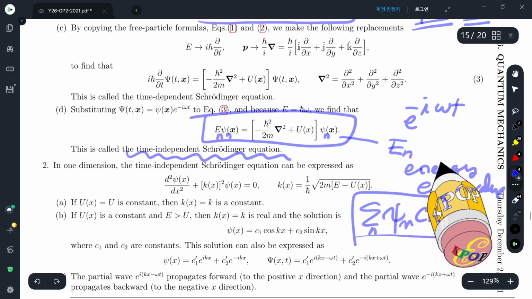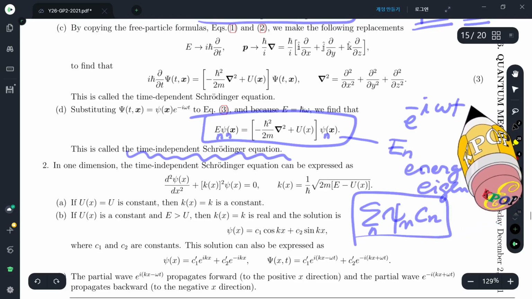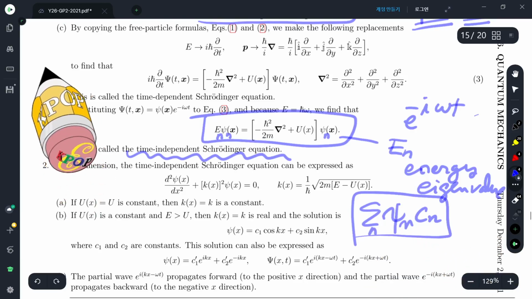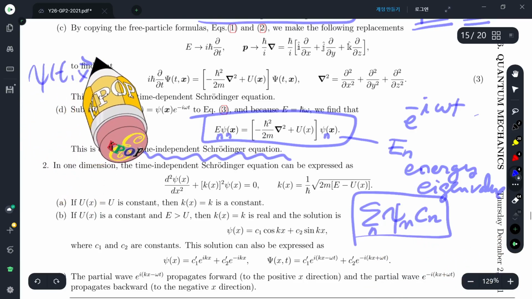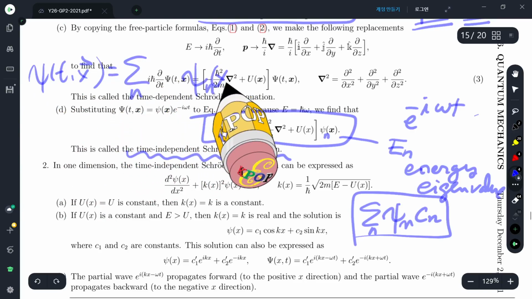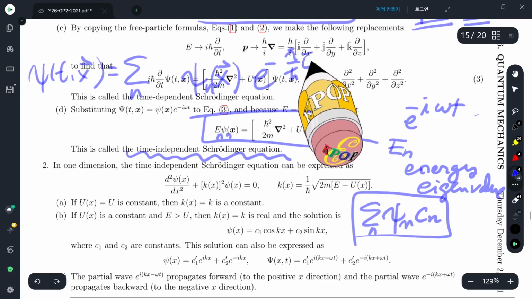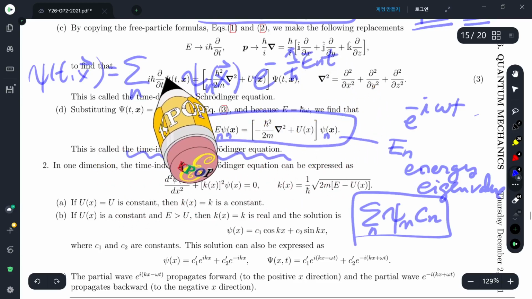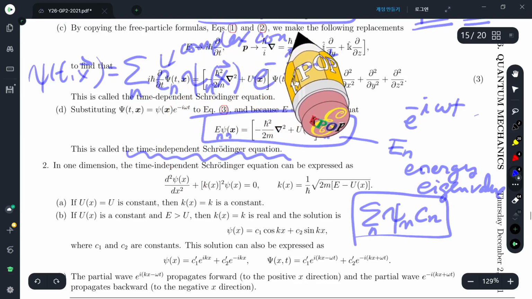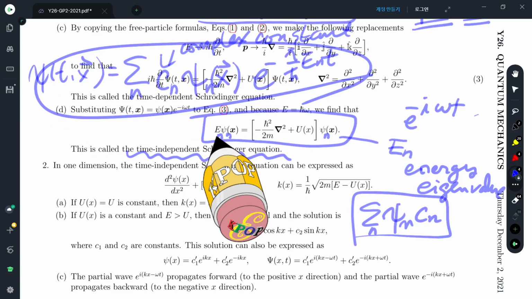When there are multiple energy eigenvalues, the corresponding time factor should be written in separate form. So psi of x and t should be a sum over psi n of x, times e to the minus i over h bar E n t, and there is a c n, a complex constant. This is the final result for the solution of the Schrödinger equation.